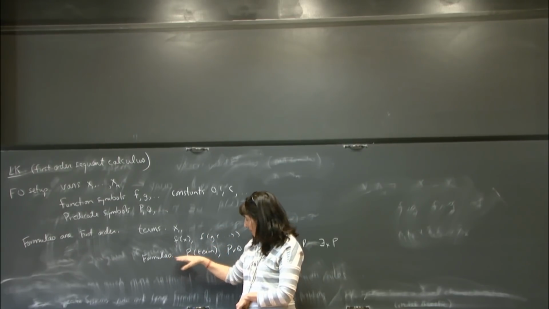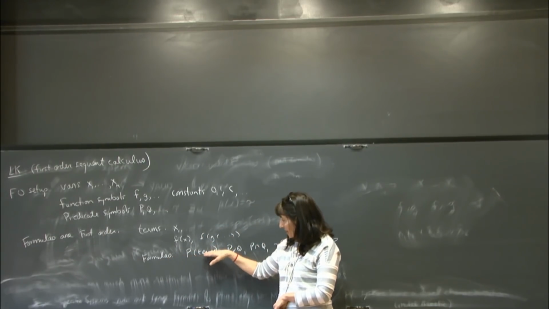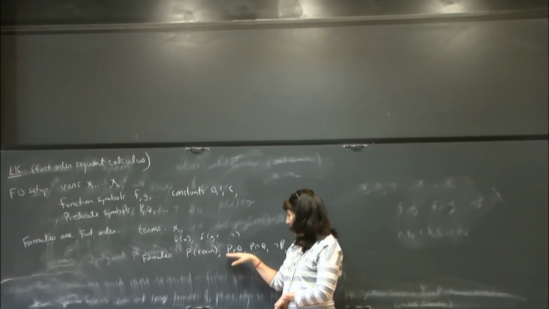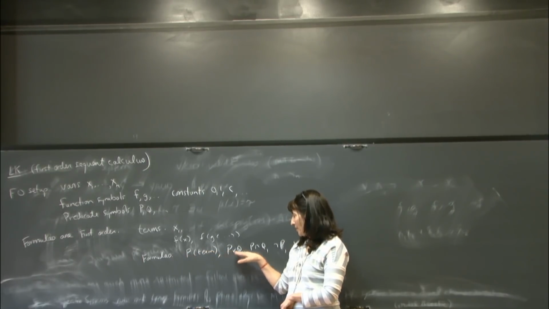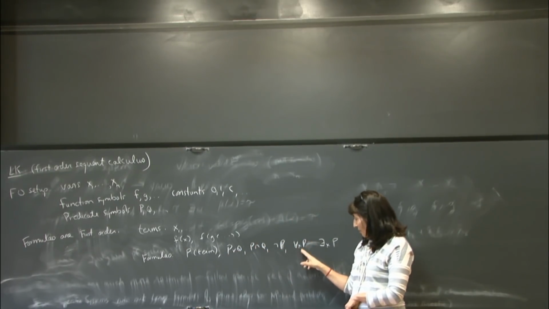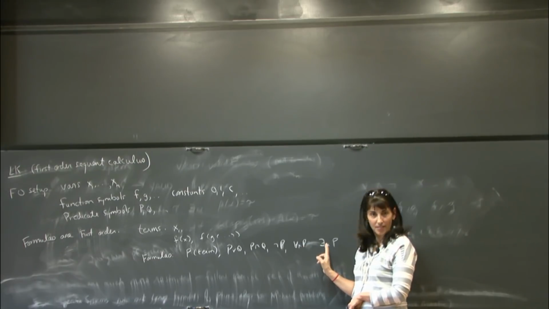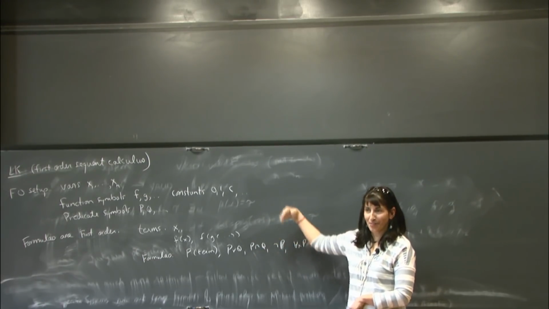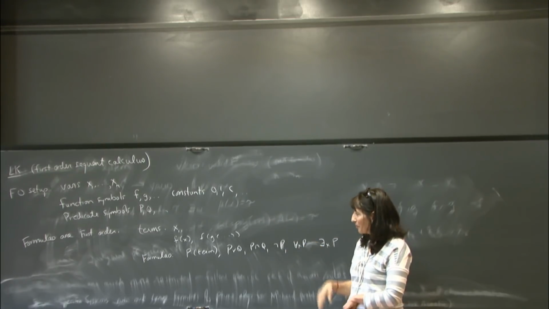And formulas: you can apply a unary predicate to a term, a k-ary predicate to k terms, and so on. If you already have formulas P and Q, then P or Q is a formula, P and Q, not P, and then you can quantify: for all x P, there exists x P. Okay, so you're in the world of first order formulas instead of propositional formulas.